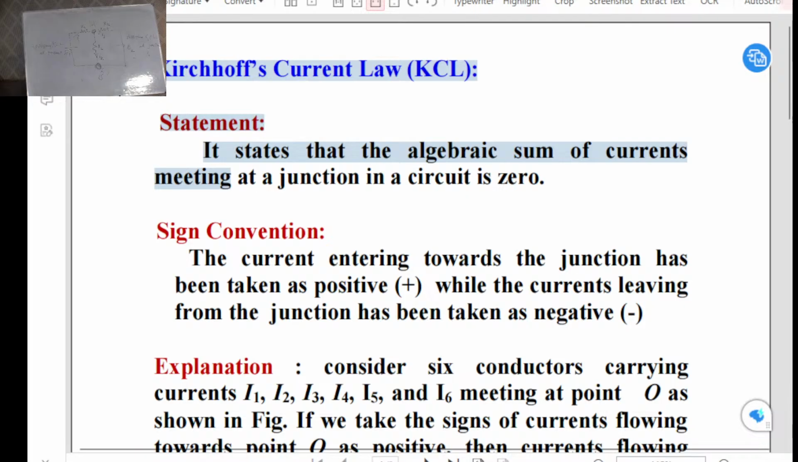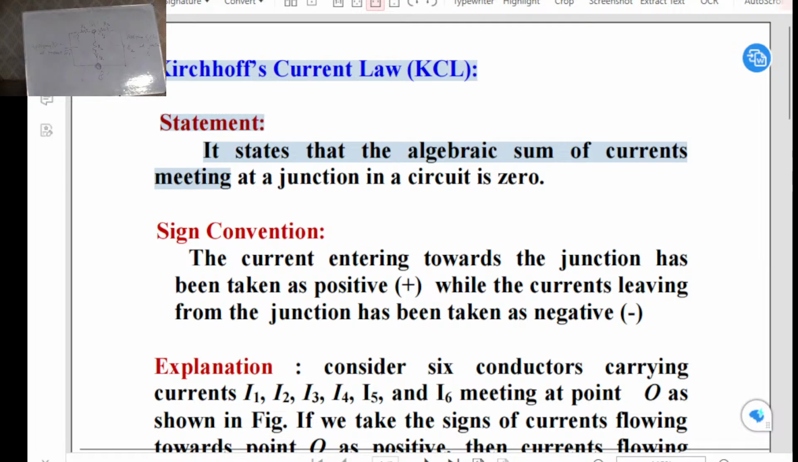When we apply, first we have to get the values of small I1, small I2, small I3. Then I can prove it is 0. Otherwise I cannot prove it is 0. The algebraic sum of currents, without this we cannot prove. The first condition, the algebraic sum of currents meeting at a junction, is clear. But with this sentence alone I cannot make it 0. I need a second condition also.